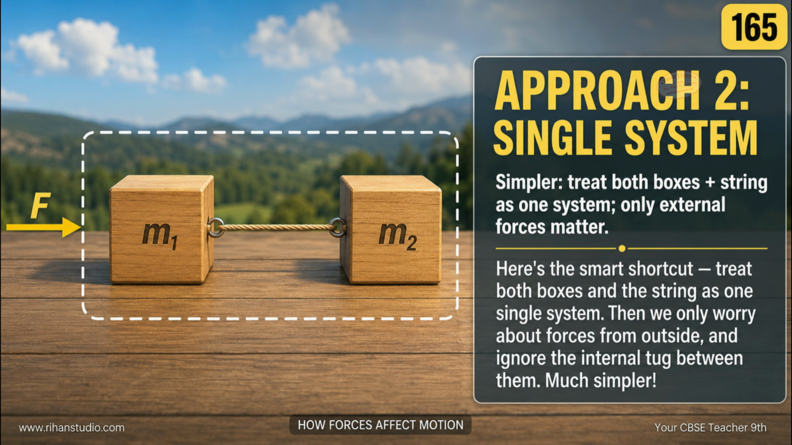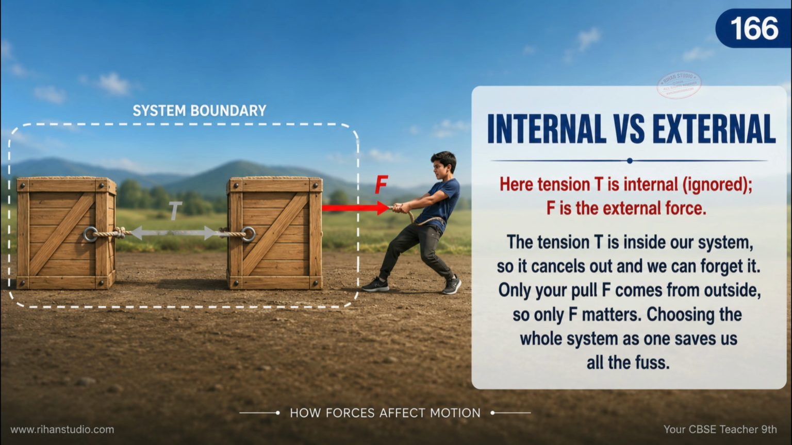Approach 2. Single system. Here's the smart shortcut. Treat both boxes and the string as one single system. Then we only worry about forces from outside and ignore the internal tug between them. Much simpler. Internal versus external. The tension T is inside our system, so it cancels out and we can forget it. Only your pull F comes from outside, so only F matters. Choosing the whole system as one saves us all the fuss.